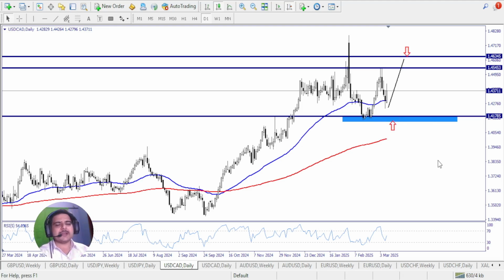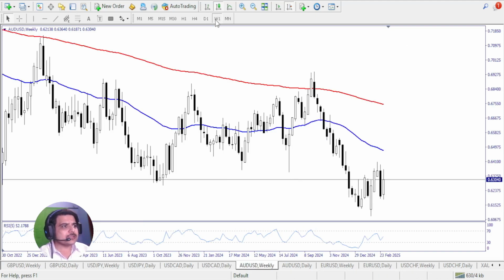Remember, try to apply this strategy on your demo account. Once you get familiar with my strategy, then it will be very easy for you to give it a live try. Move on to the Aussie US dollar.